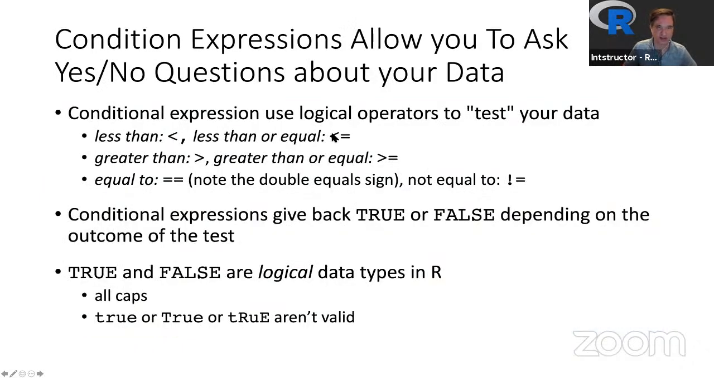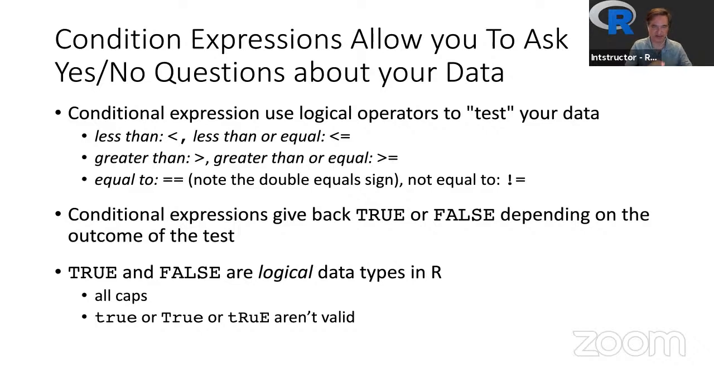Less than or equal looks like two characters together: the less than sign and then the equal sign, no spaces between them. Same thing with greater than. We can also check for equality. In this case, we have to use the double equal sign, because somebody had asked earlier about variable assignment, and whether we can use a single equal sign instead of that arrow to assign variables. The answer was yes. The single equal sign can also be used for variable assignment.